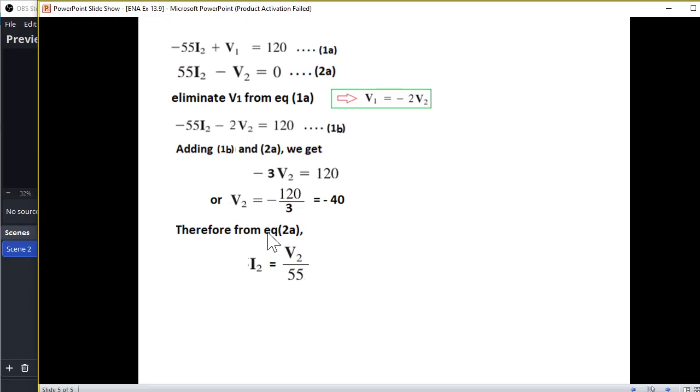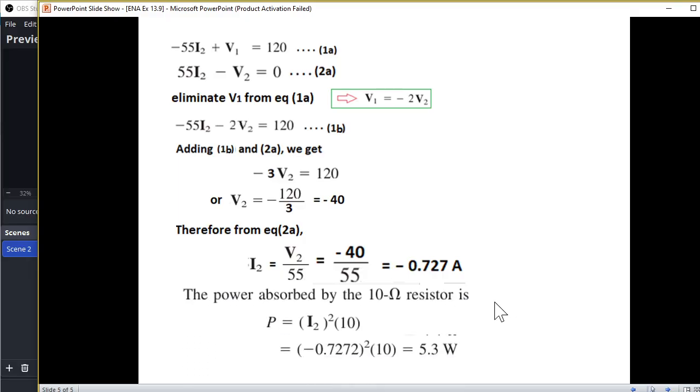So from equation 2a, I2 is V2 over 55. Using this equation, we plug in the value of V2, 40. So we get the answer of current to be 0.727 ampere. So the current we have found, and now we need to plug it into the power formula. So this is the power formula, plugging in the value of I2. So power is 5.3 watts.